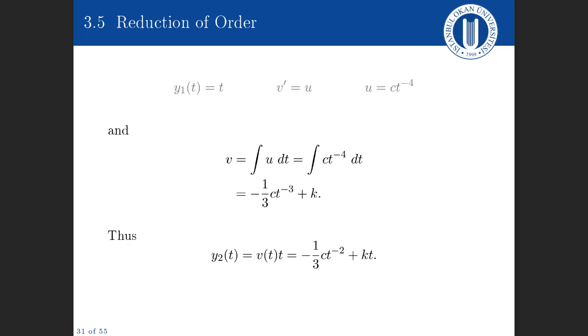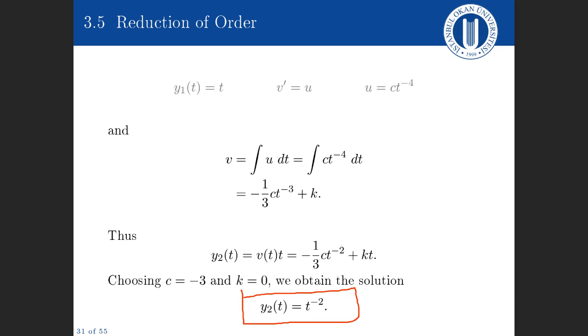Let's simplify this a little bit. Again, we can choose k is equal to 0 because we don't need this. We want a solution which is linearly independent from t. We don't need a constant multiplied by t. We don't need that at all, so k is equal to 0 is fine. And then we could ask what value of c will make this as easy as possible. We could choose c is equal to minus 3. And then we get the answer of this problem, which is t to the power minus 2.